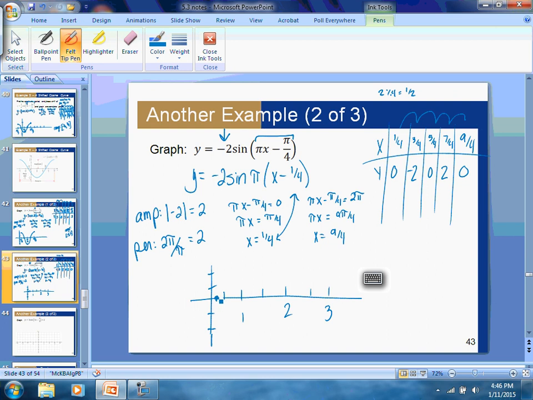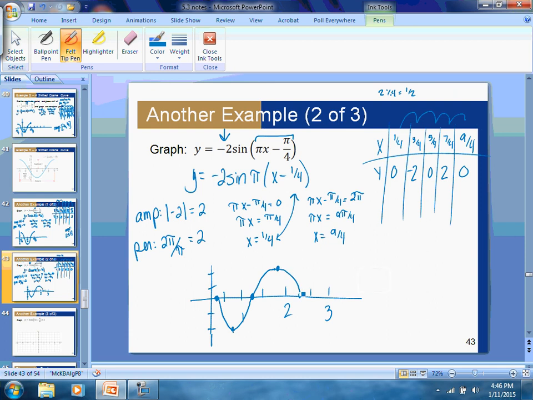Oh, I'm sorry, 1/4, 0. I said it backwards, but I graphed it right. And then 3/4, -2. So it'll be right about there. And then 5/4 or 1 1/4, come back up to 0. 7/4 would be almost all the way to 2. And then you'd have 2 1/4 that you could come back down to. So there would be your sine curve.